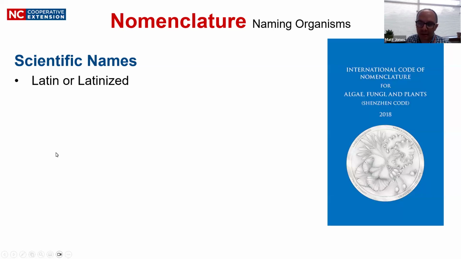This organization meets, I think, every 5 or 10 years to update the rules for naming, and that will affect when new species are discovered. They are submitted for peer review publication, and they need to follow those rules in order to name it.